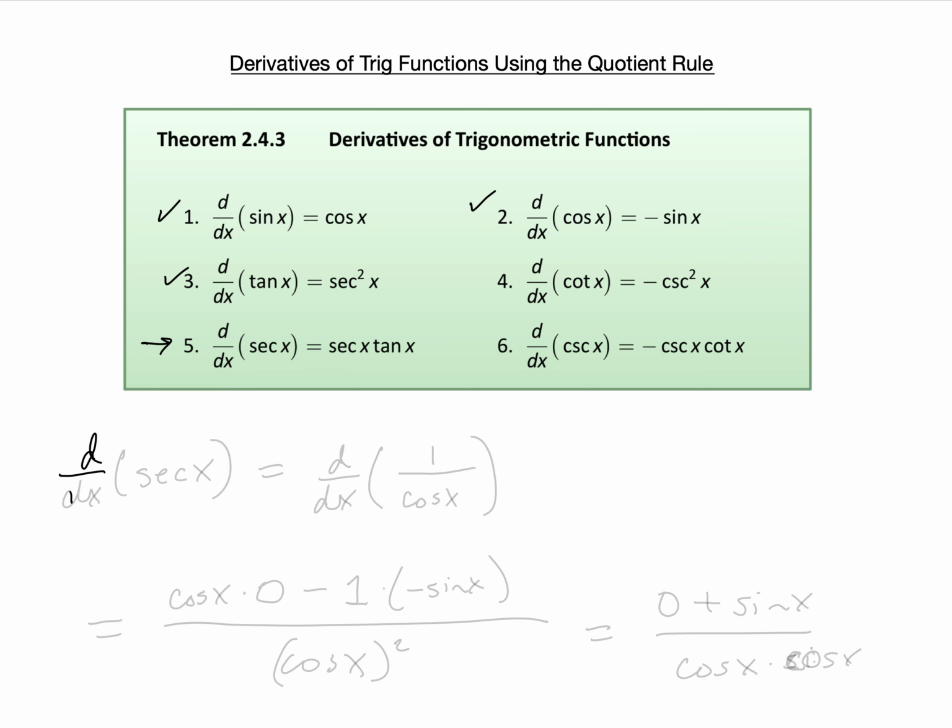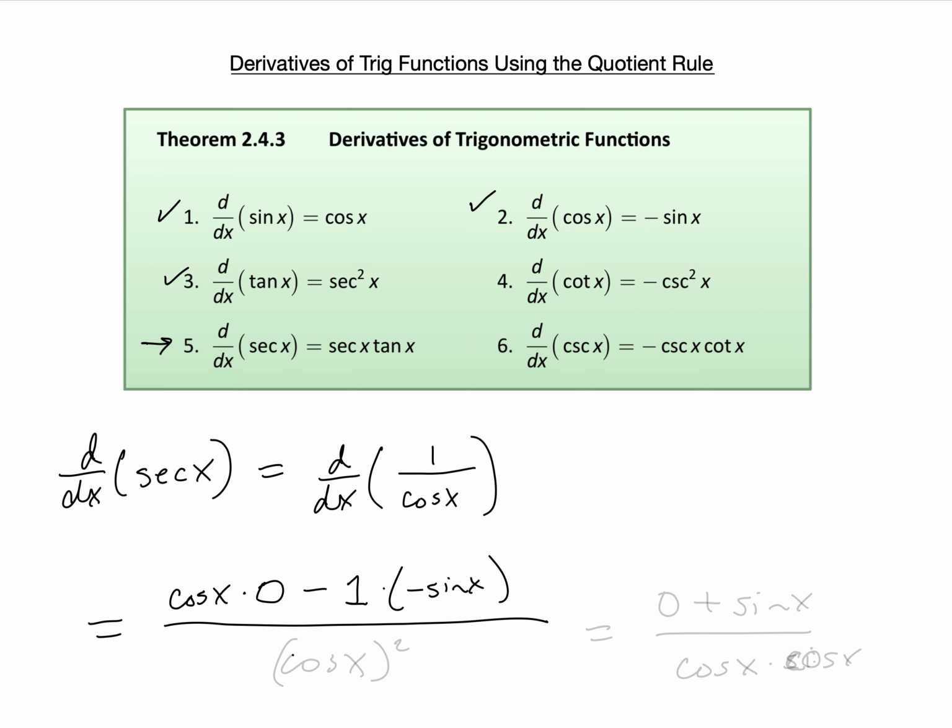So the derivative with respect to x of secant of x is equal to the derivative with respect to x of 1 over cosine of x, since secant x is the same as 1 over cosine of x. So using the quotient rule, that's low, cosine of x, d high, derivative of 1 is just 0, minus high, that's 1, d low, derivative of cosine x is negative sine x, all over the bottom squared, all over cosine x squared. And so now we can simplify that.